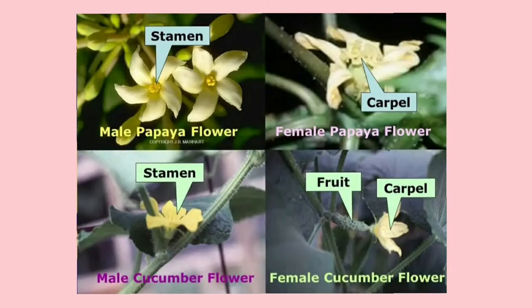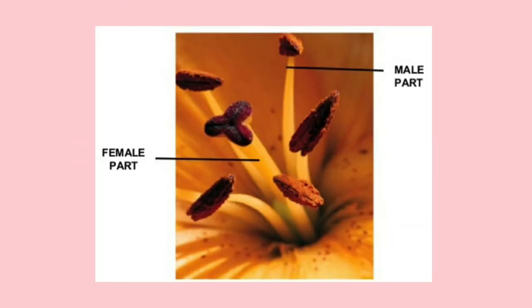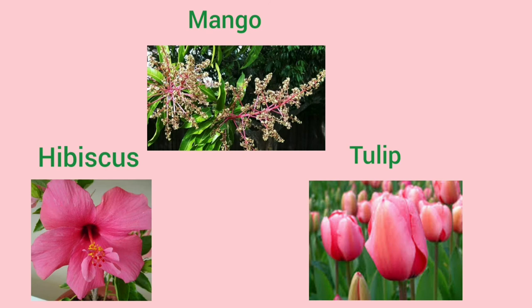If the male and female reproductive organs are in different flowers, then they are called unisexual flowers. Example, coconut, papaya, watermelon, maize, etc. If the male and female reproductive organs are on the same flower, they are called bisexual flowers. Example, lily, rose, sunflower, tulip, hibiscus, mango, etc.